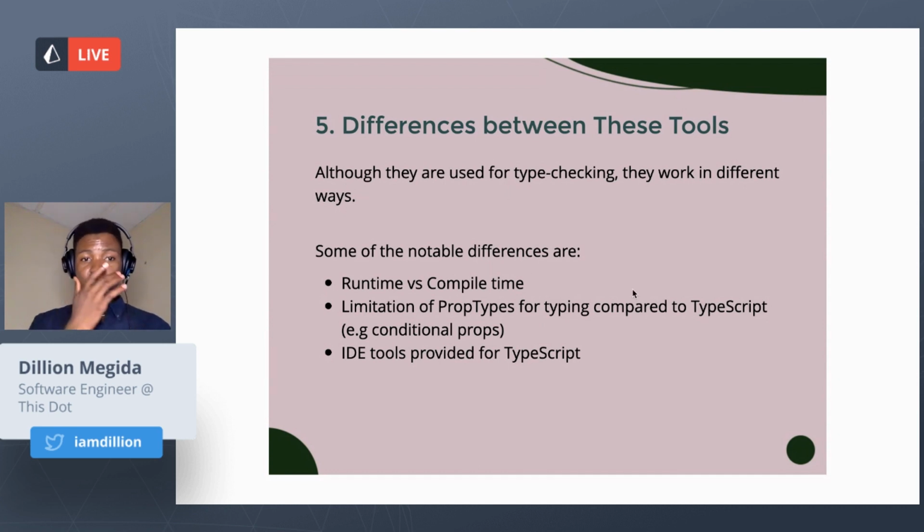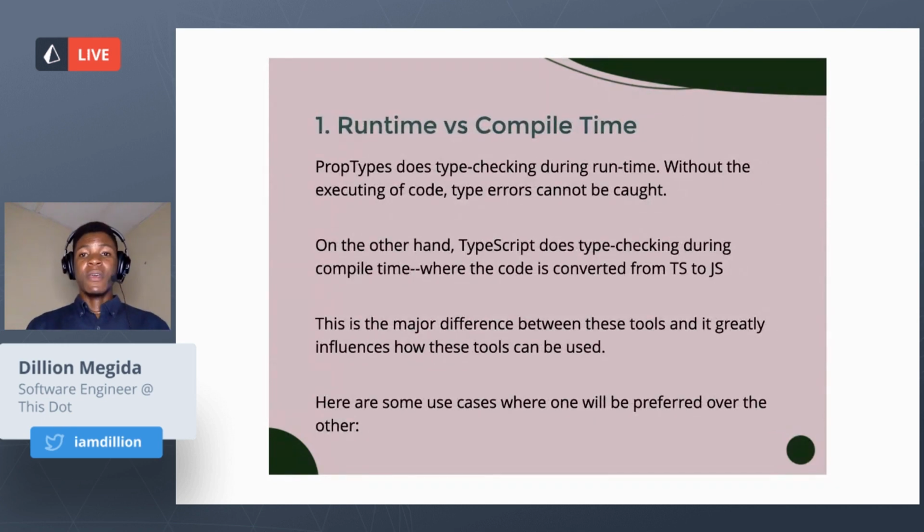And then some of the notable differences are the first one, runtime versus compile time. The second one is limitation of PropTypes for typing compared to TypeScript, e.g. conditional props. We'll look at them in detail in the following slides. And then the last difference, which is a bit minor, is the IDE tools provided for TypeScript. Now let's look at the differences in detail.